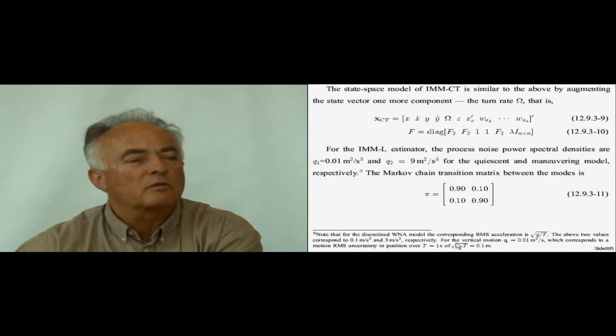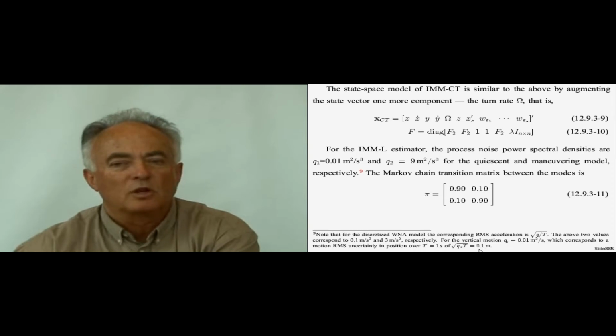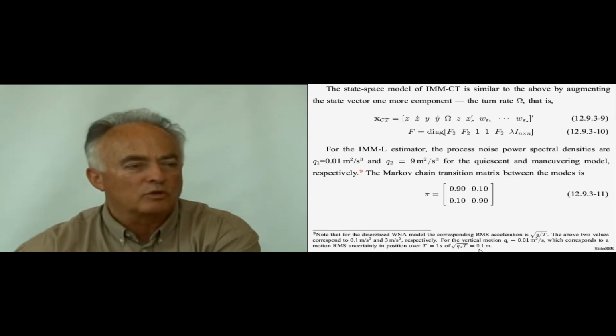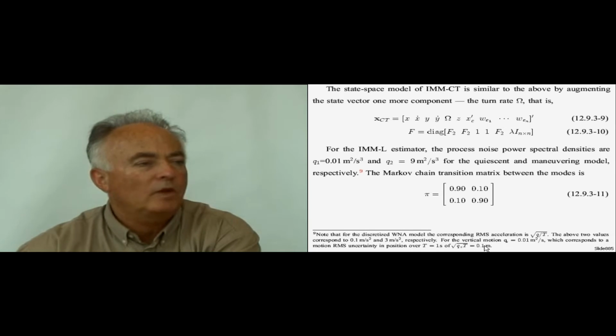So what we have is also for the vertical motion, motion RMS uncertainty, again the QZ t in this case, square root of it is 0.1 meters, so this is how much the vertical motion uncertainty is over 1 second. It's a relatively small value, so pretty smooth motion.